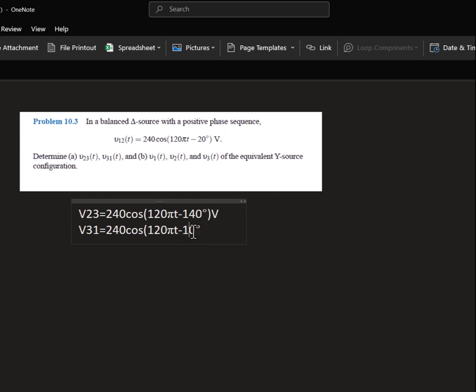Okay. Now, how do we change it to Y? We divide by the square root of 3 and we subtract 30 degrees. That's right. So we'd have 240 over the square root of 3, whatever that happens to be.